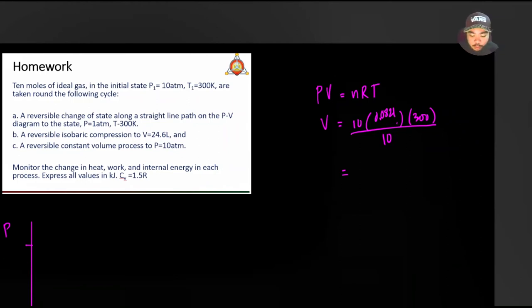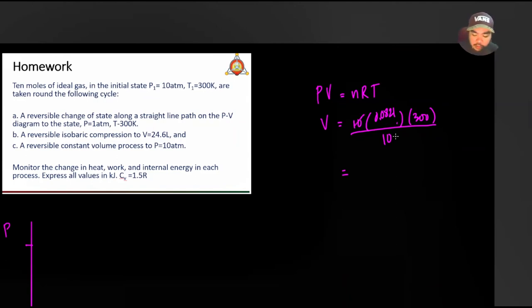I-double check ko lang kung tama kasi baka mali yung ano ko. Gas constant natin, 0.0821. 0.08205 pala yung mas common term, pero I like to use 0.0821. Okay? So that's correct. So, gagawin natin is, we can find the amount of liters.